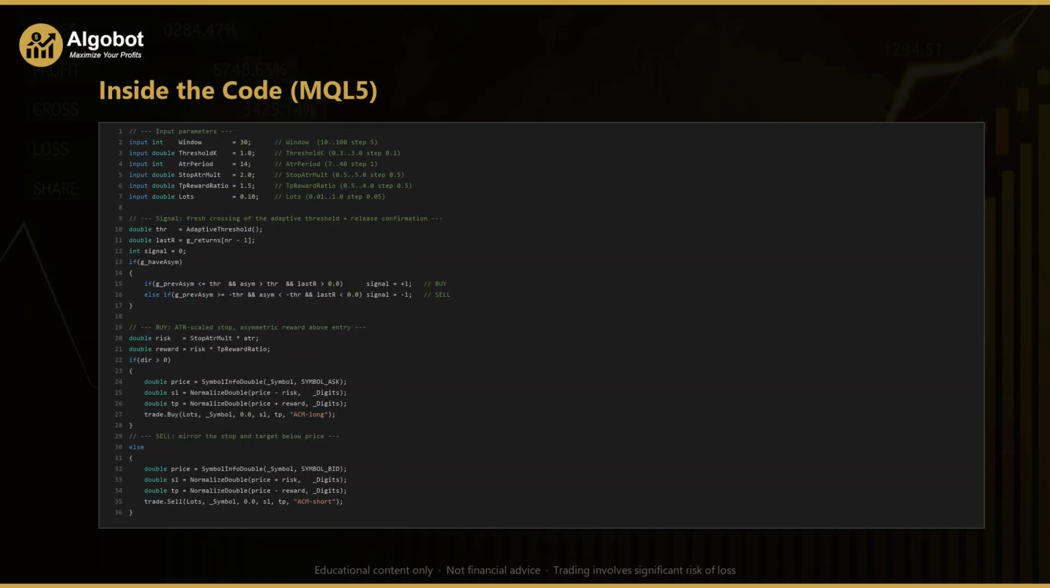Now look at the order placement. For a buy, the code takes the ask price, sets the stop loss or risk distance below it, and the take profit or reward distance above it, then calls trade.buy with the lot size, stop, and target. For a sell, it takes the bid price, places the stop or risk distance above, the take profit or reward distance below, and calls trade.sell. Notice how the risk value is the average true range multiplied by StopAtrMult, and the reward is that risk multiplied by the reward ratio. That is where the asymmetric, larger than the stop target comes from. The two sides are perfect mirrors of each other.